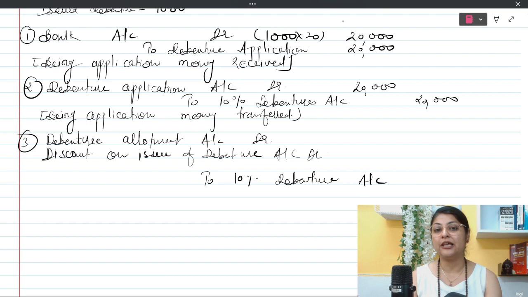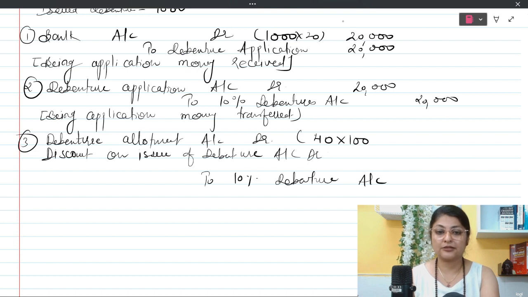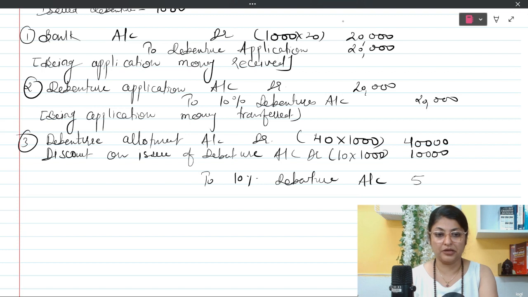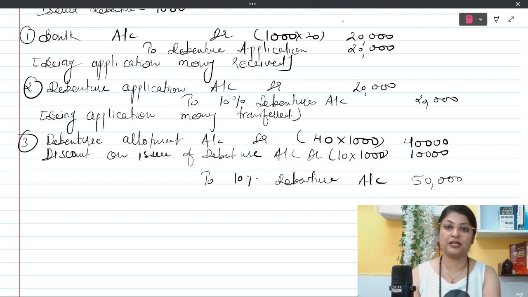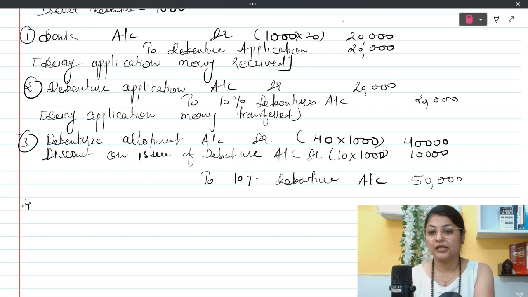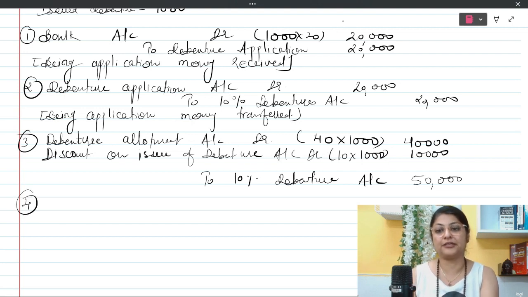Similarly, like we had done at the time of issuing debenture on premium, if we are taking an extra amount, it will go to a different account called securities premium. In a debenture account, always the face value will be transferred. So over here I am going to write rupees 40 multiplied by 1000, 40 multiplied by 1000 is 40,000 rupees. Over here I am going to write 10 rupees is the amount of discount, so this is going to be 10,000, and in front of debenture I am going to write the full amount of face value, which is 50,000.